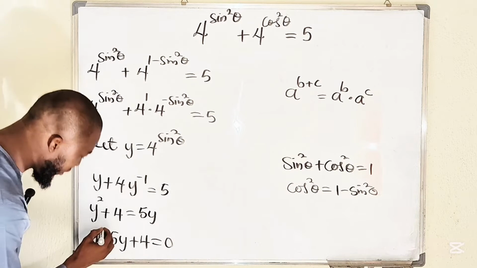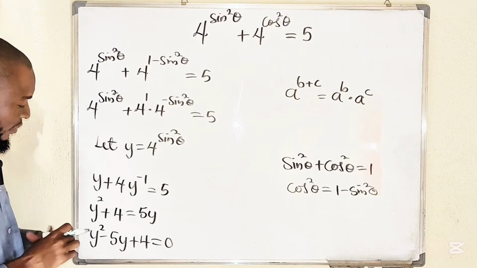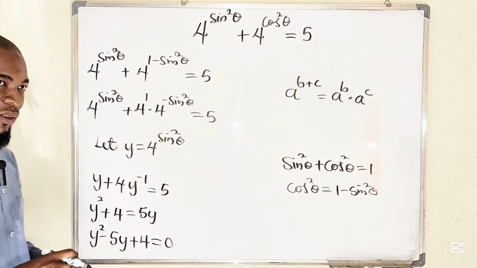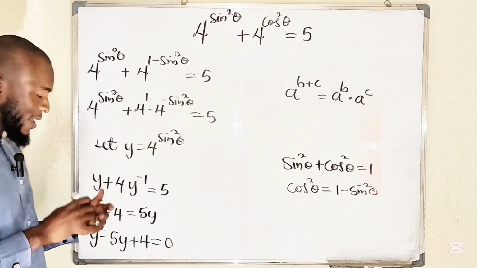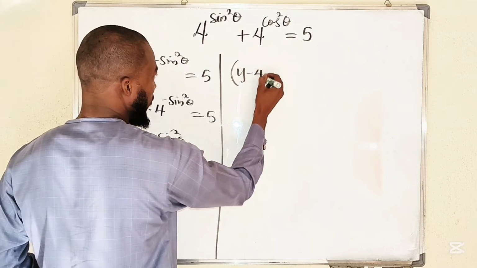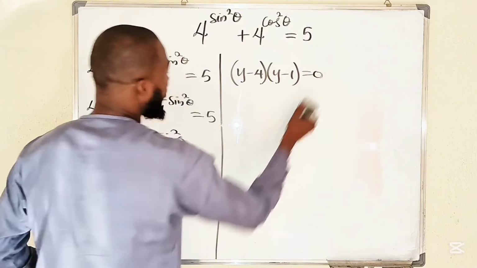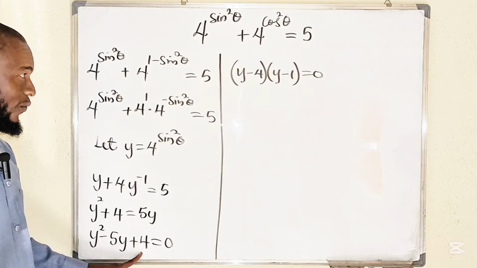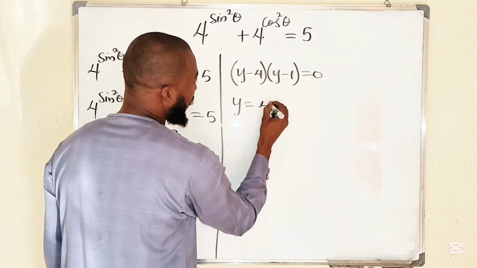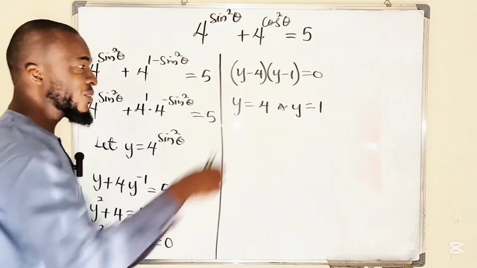This is now a quadratic equation that can be factorized. Two numbers we can multiply together to get 4, and the moment we add them together, we get negative 5. I think the numbers are negative 1 and negative 4. Yes, so let's continue. We have y minus 4 and y minus 1. These are the two numbers you can multiply to get positive 4, and the moment you add them together, you get negative 5, which implies that y is either equal to 4 or y equal to 1, by taking the corresponding constants to the other side.